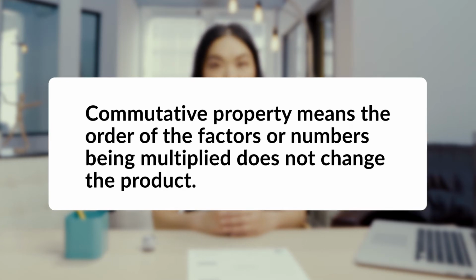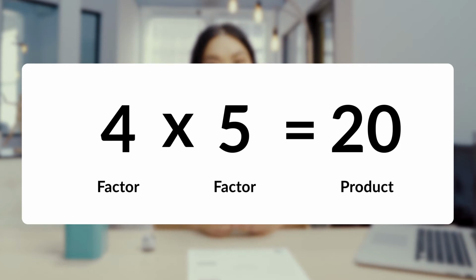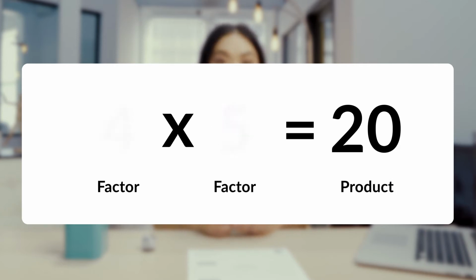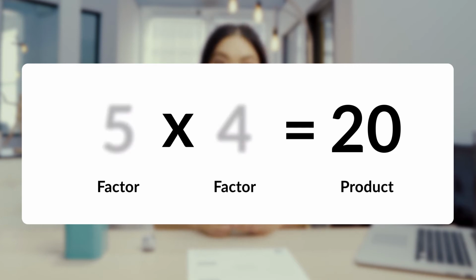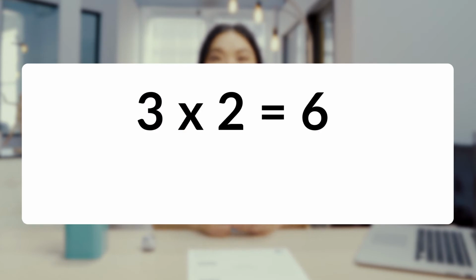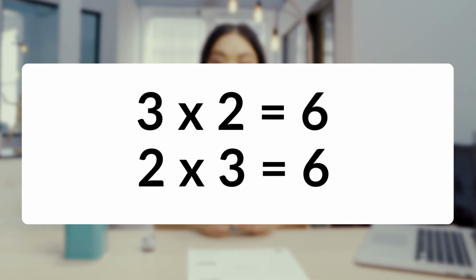the product. For example, if I multiply 4 times 5, I will get a product of 20. If I change the order of the factors and multiply 5 times 4, I still get 20 as the product. Here's another example. If 3 times 2 equals 6, then I also know that 2 times 3 equals 6.